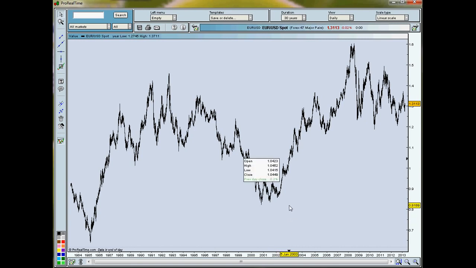So we could advance the time in Astrolog and see if Jupiter's conjunction to the natal Sun of the Euro US dollar coincides at all with this big top right here afterwards.